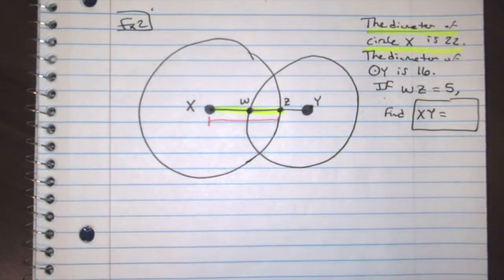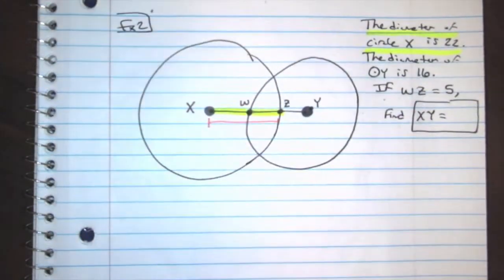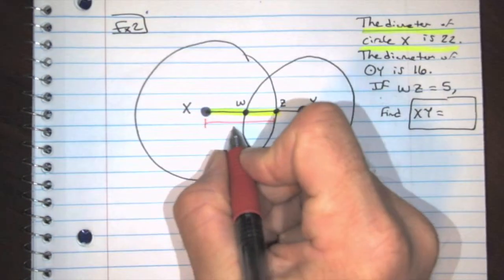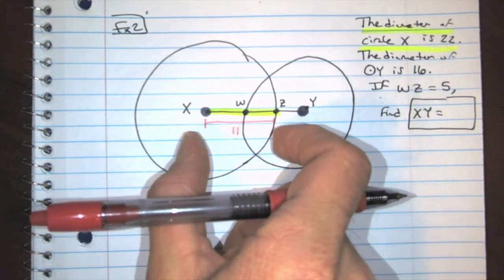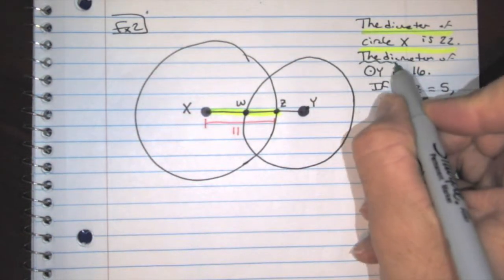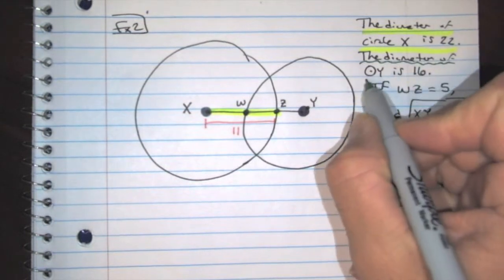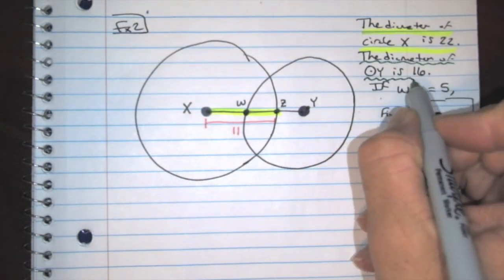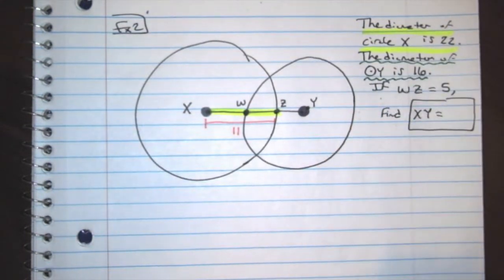That would have to be half the diameter. Half of 22 is 11. So I'm going to put 11 right here. Just keep in mind, 11 is the distance from X to Z. Next part. The diameter of circle Y, which is the small circle, is 16.